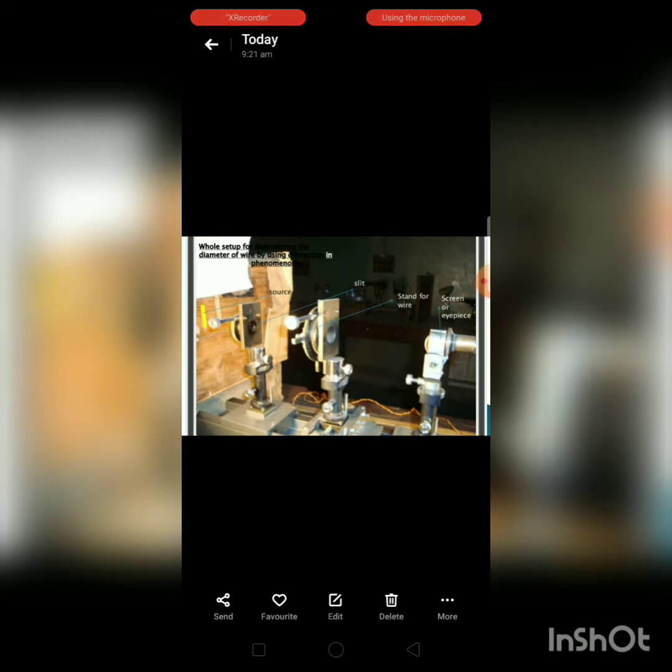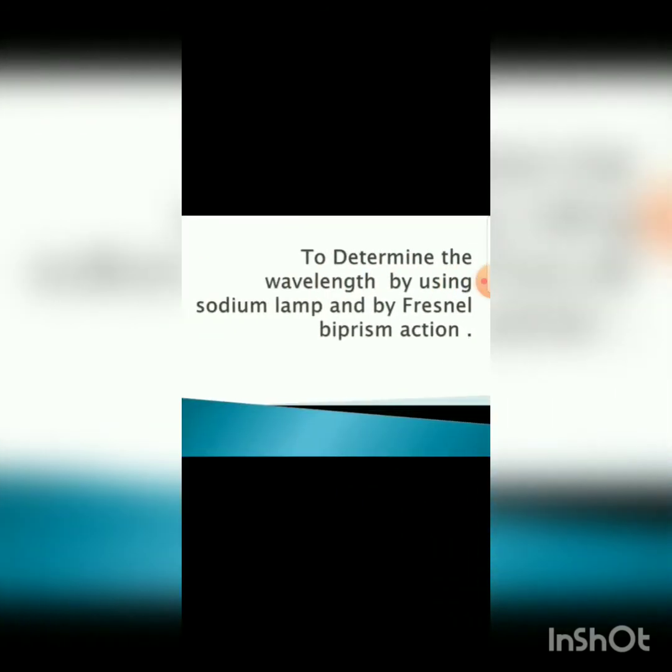This is the experimental apparatus arrangement. In practice, this is how the experiment is done and how it is arranged. You can see the slit and stands. Look here: stand for wire, screen or eyepiece, slit. These are all the practical arrangement. If we have an experiment, I will do this experiment and we get the result. Next is the main topic of your syllabus, determination of wavelength using light, practically with a sodium lamp by the help of the Fresnel biprism action.